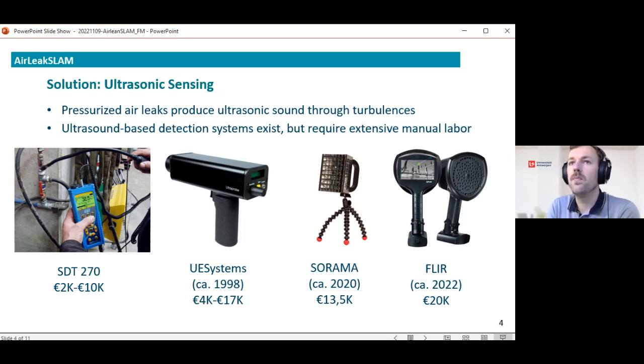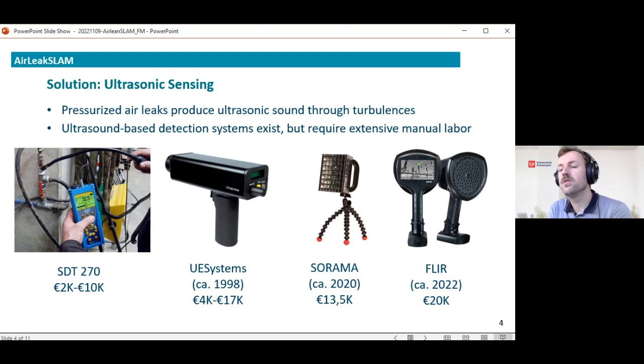So smart people came up with the idea, okay, can't we design sensors to detect these air leaks using this ultrasonic footprint that these leaks emit? We have systems on the market, for example the SDT270, that is a cheap option, but that's also a bit cumbersome because you have a small microphone that you have to scan the entire pipeline with. That's not so useful if you have 2 kilometers of pipeline in your factory.